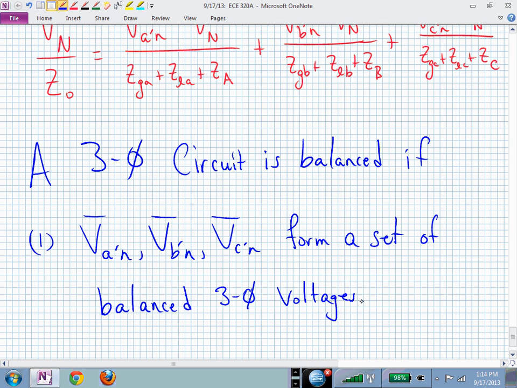Did we define that one time before, didn't we? If I gave you a set of voltages and I said that set of voltages is a set of balanced 3-phase voltages, do you remember what that meant? How are A, B, and C, forgetting the n's and the primes, how are those related? How are their magnitudes related? Magnitudes are equal, aren't they?